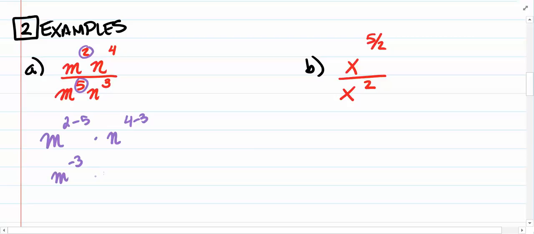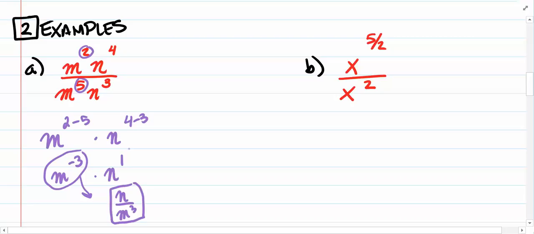That's okay for now. And then this is just going to be n to the first power, because 4 minus 3 is 1. Now, m to the negative 3, because this is a negative exponent, we learned earlier that it's going to move to the bottom of my fraction. So your answer is going to be n all divided by m to the 3rd. Notice that I did not need to write the 1 on the exponent of the n. It's not customary. Okay, part B says x to the 5 halves divided by x squared.